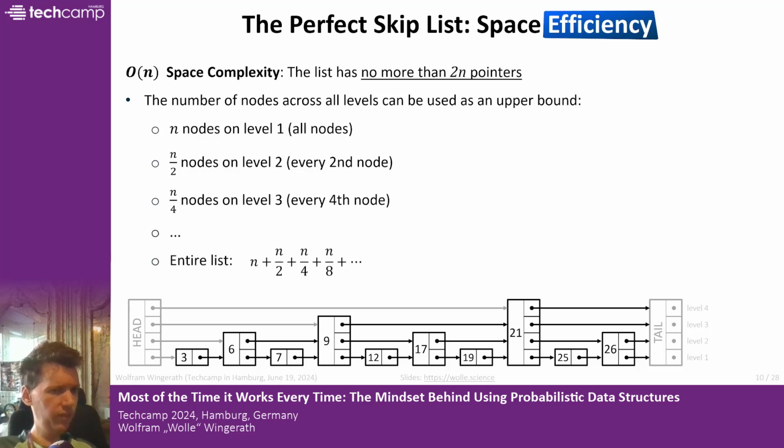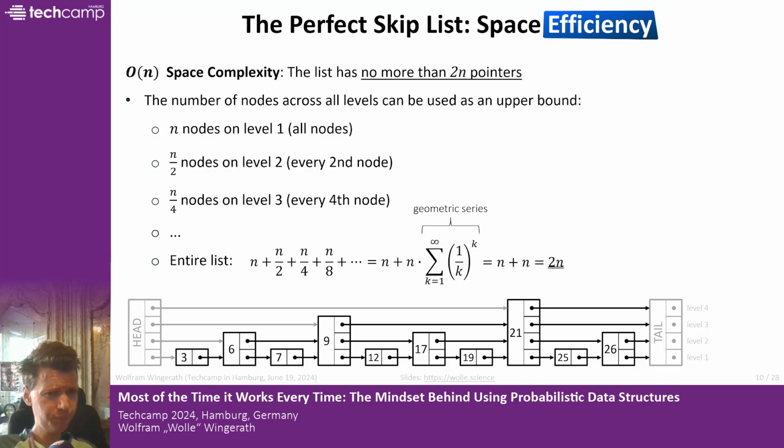So that here would be the sum for getting all the pointers in your entire list. And if you're a mathy guy or girl, you may realize that this is a series that you can simplify and the result is 2n. So the entire thing here, bless you, converges to 2n. And that means we have logarithmic search time complexity and linear space complexity.